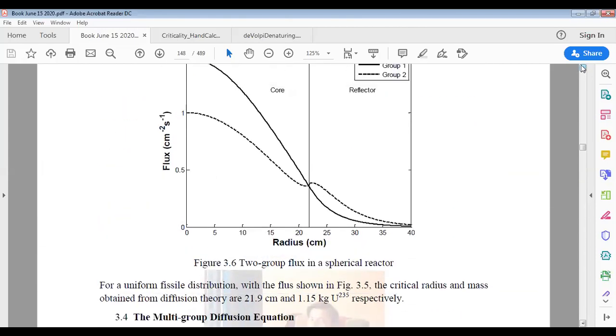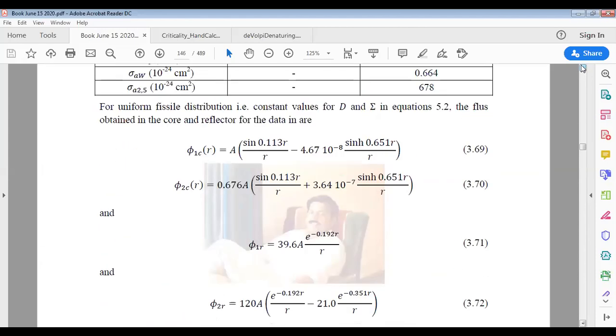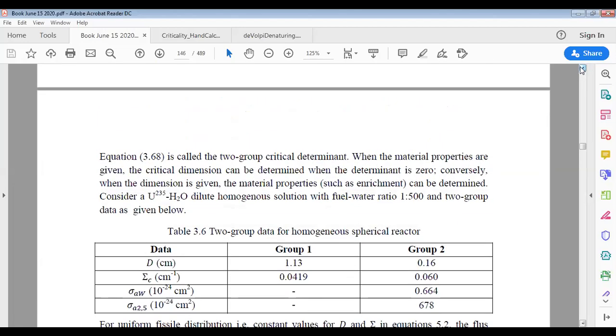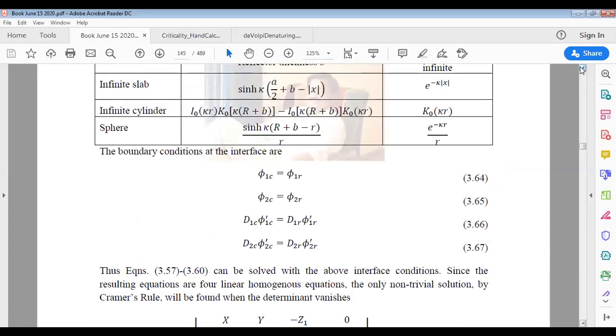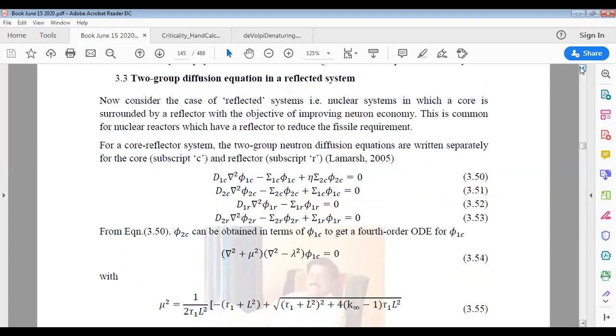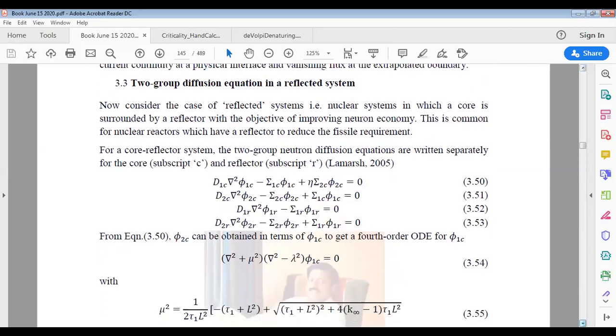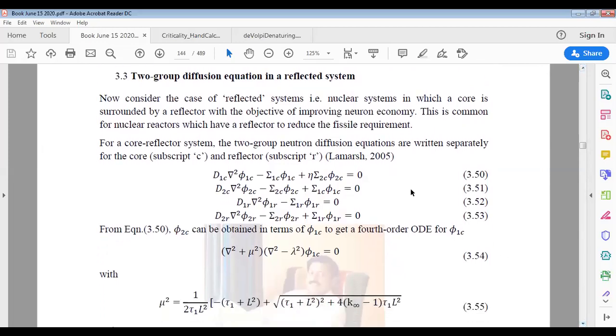Last time I had discussed with you two group equations for both multiplying and non-multiplying media. So this was the case that I last discussed with you: the two group equations for a core and a reflector. These are the four equations that I showed you in the previous lecture in two group diffusion, for a reflected system, a core and reflector.